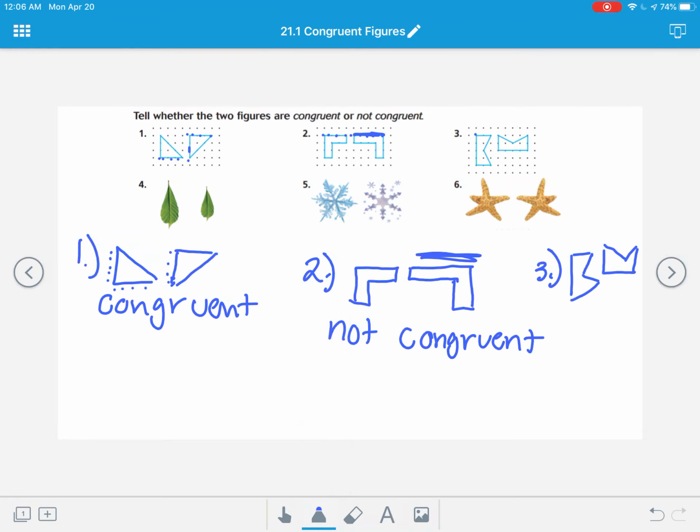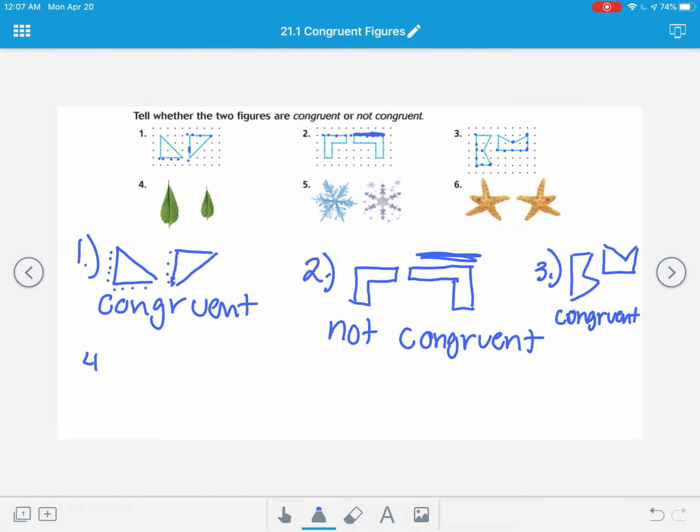I see 1, 2, 3, 4, 5 dots across that way. Let's see if it's the same on the other shape. 1, 2, 3, 4, 5. They are. Let me see the other sides, make sure they all measure the same. 1, 2, 3 on the sides. 1, 2, 3 on that side. Perfect. And on the other side, it's 2 diagonal down. So yes, these are the same size and the same shape. So that means they are congruent.